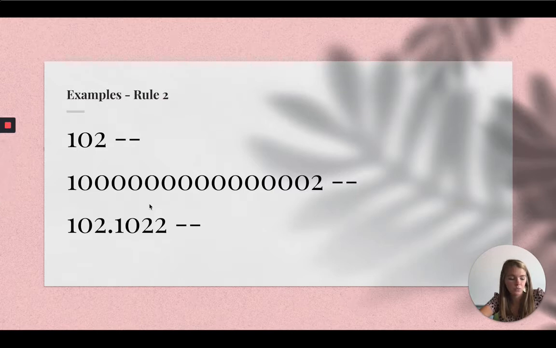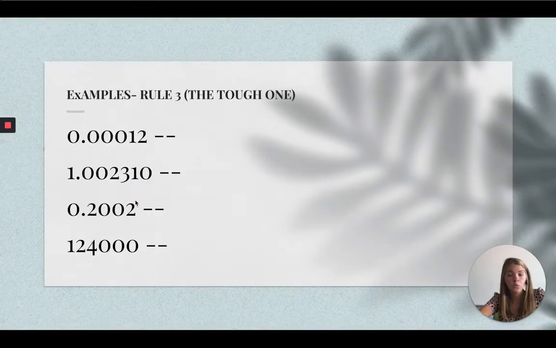Let's move on to Rule 3. So Rule 3 is a tough one. It involves leading and trailing zeros. So leading zeros are not significant. Trailing zeros are significant if they have a decimal, and if they don't have a decimal, they're not, which gets confusing. So let's start with leading zeros.